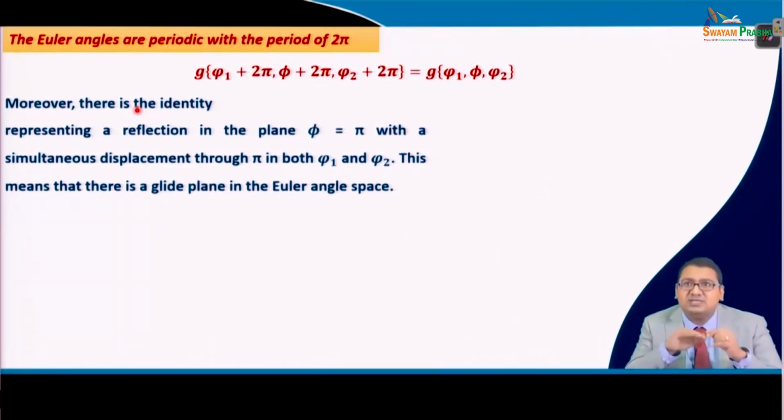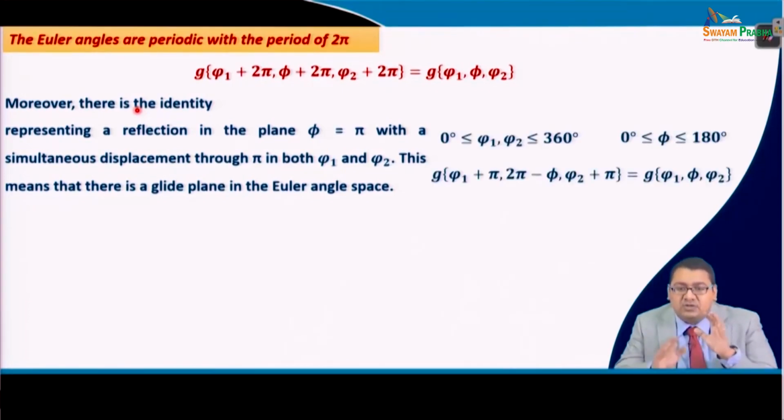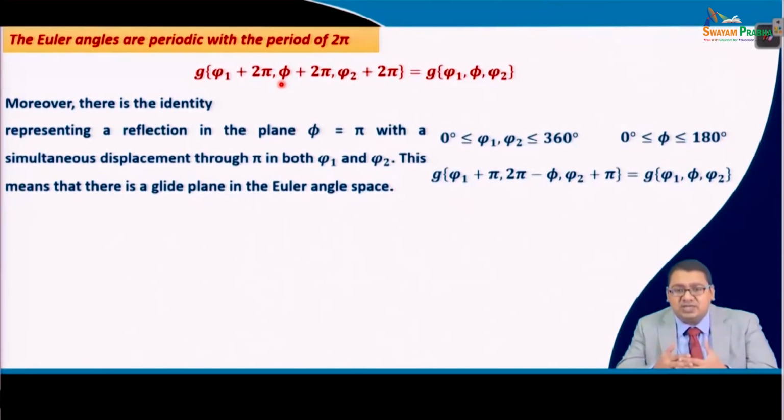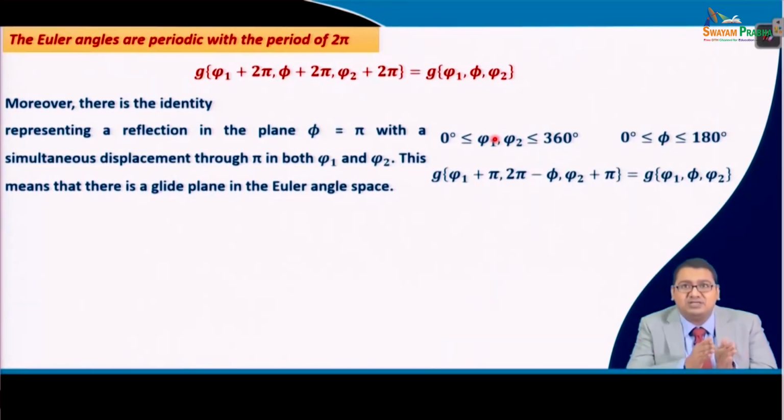So, this means that there is a glide plane in the Euler angle space. So, what happens is that g phi, which is equivalent to g phi plus 2 pi, reduces, and now phi is periodic not from 0 to 2 pi, it becomes periodic from 0 to pi, right? Pi means 180 degrees, right? Whereas phi 1 and phi 2 remain periodic in the range 0 to 360 or 0 to 2 pi, right?